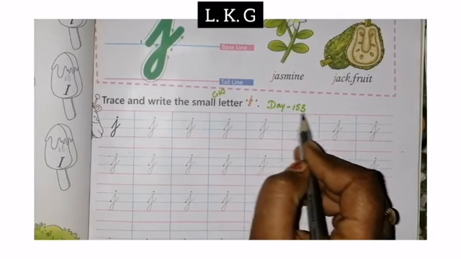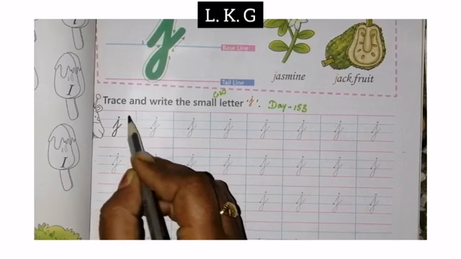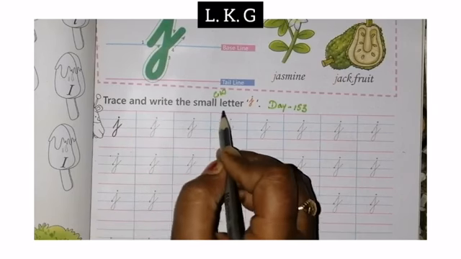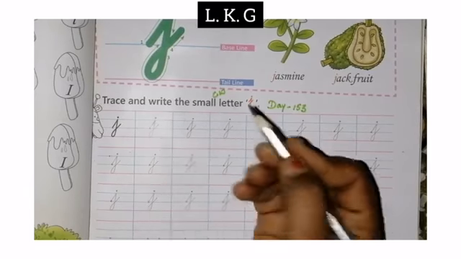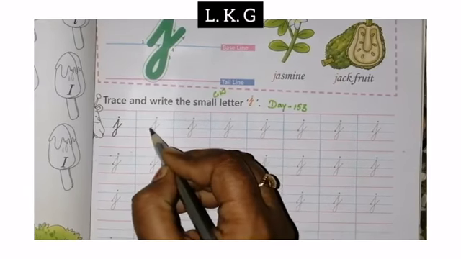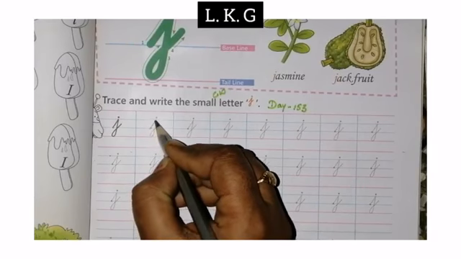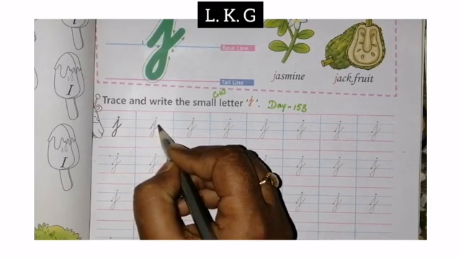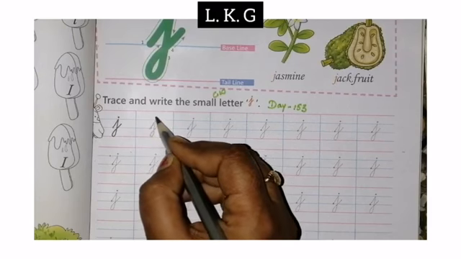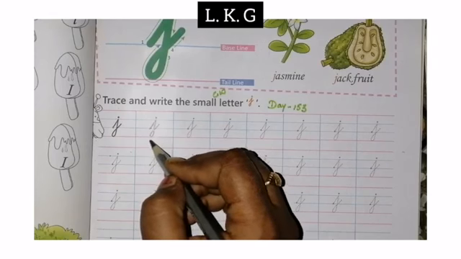Classwork day 153. Trace and write the small letter J. Trace karna hai aur hamein small letter J likhna hai. Let us start. Take the pencil and keep your pencil here. Then go up slowly, then come down, then move. Now dot. Now it has become J.